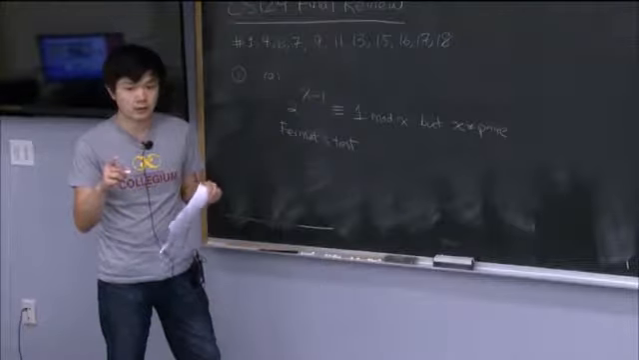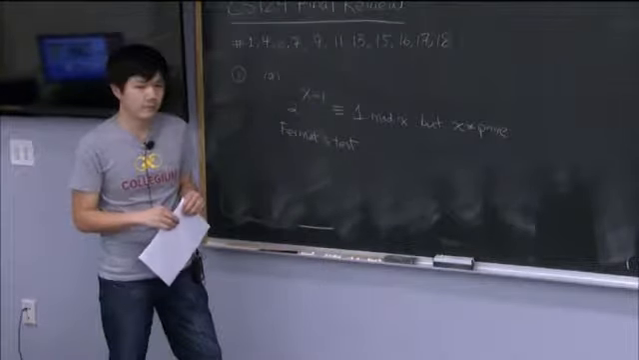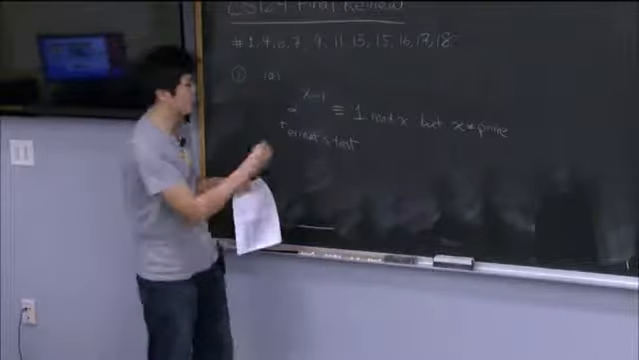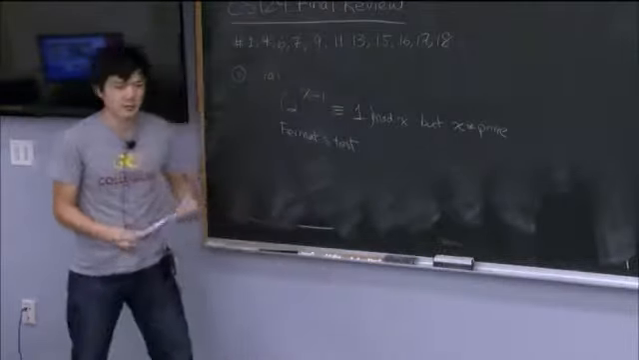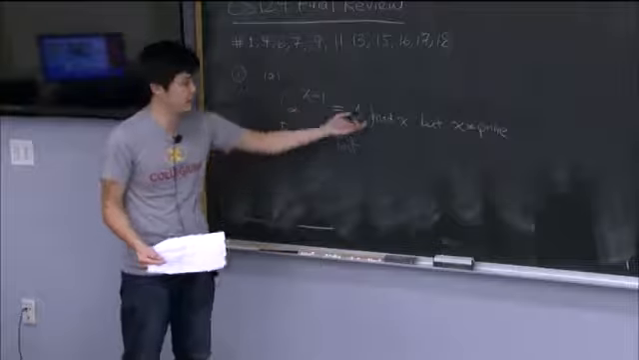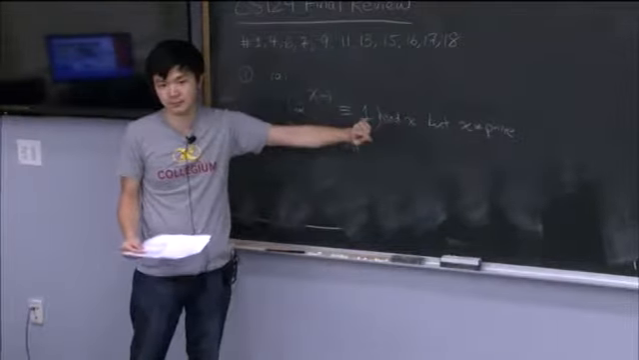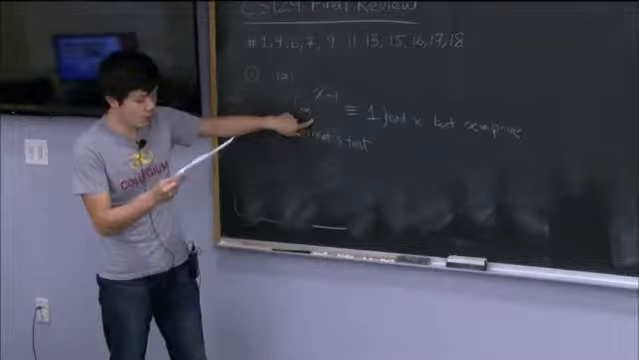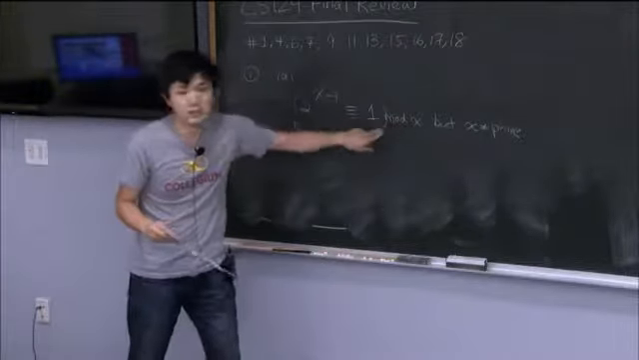Yeah? When you say 2 to the x equals 1 mod x, you mean 2 to the x minus 1 mod x equals 1? Yeah. So this whole thing is taken mod x. So it's saying this is an equivalence between these two things, but it's taken mod x. Okay. So the remainder of this number, when you divide by x, is equal to 1.